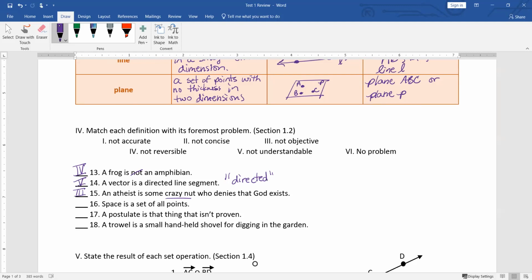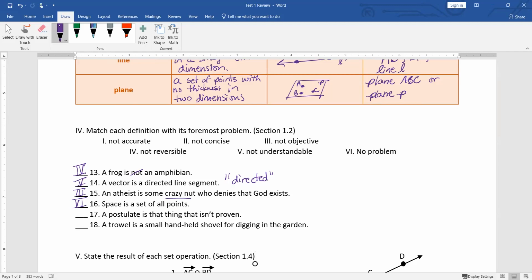All right, 16, space is a set of all points. That is a perfectly good definition. We could also say that a set containing a set of all points is space. It's reversible. We know what a set means. We know what points are. So it's understandable, it's accurate, and it's concise. And of course, it's objective. So this one is no problems.